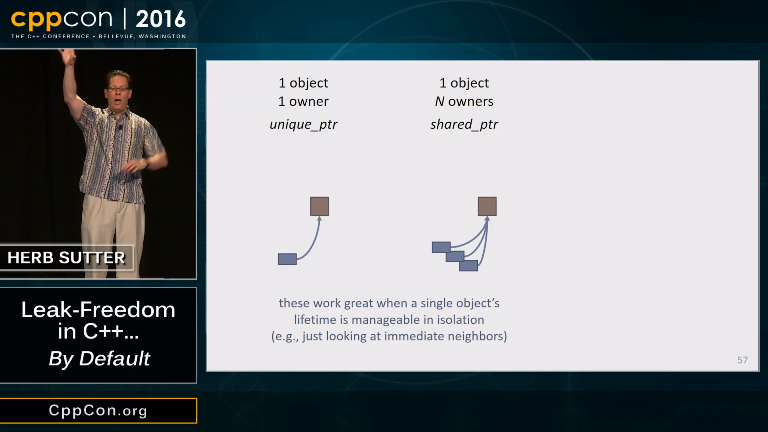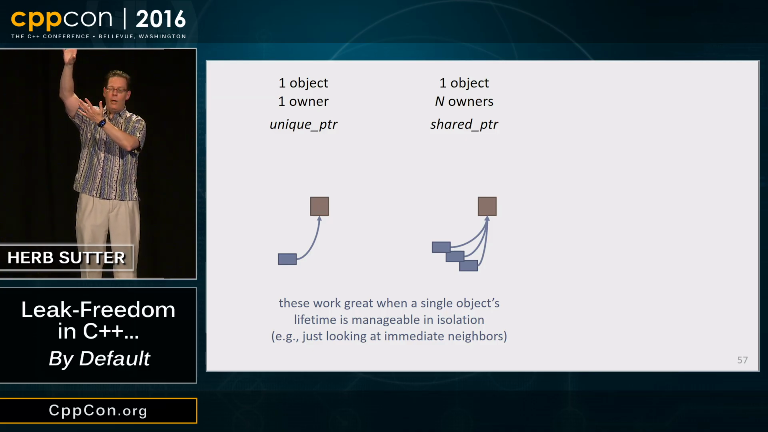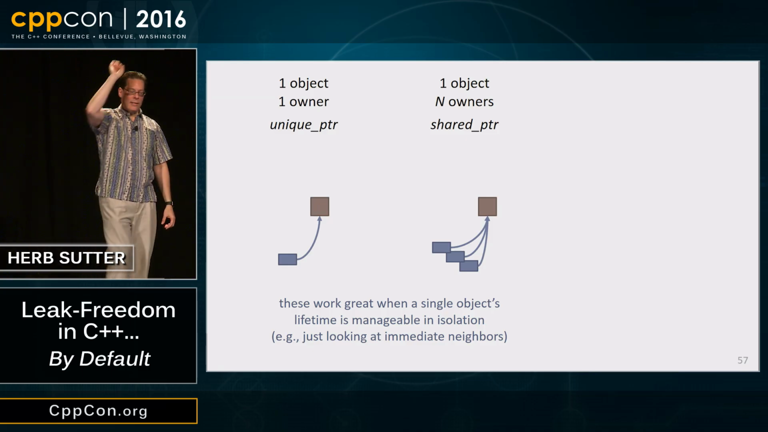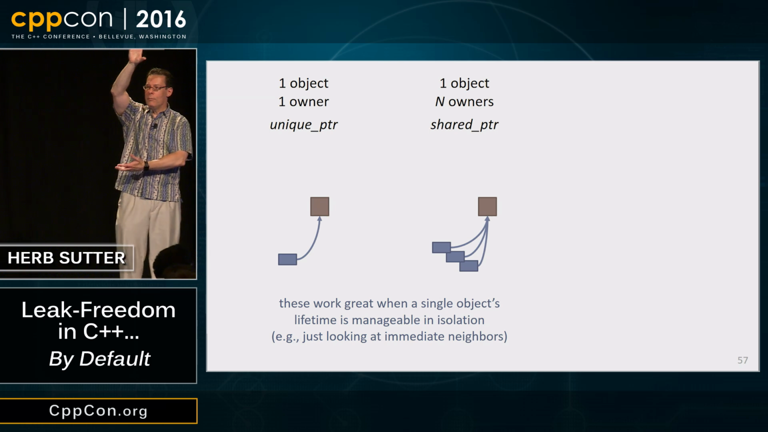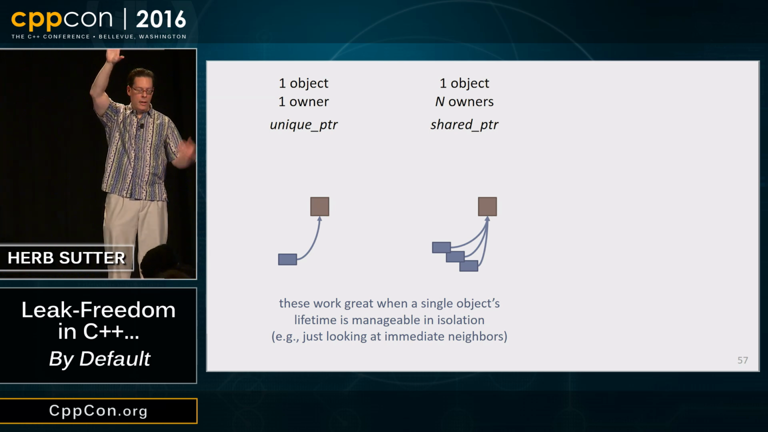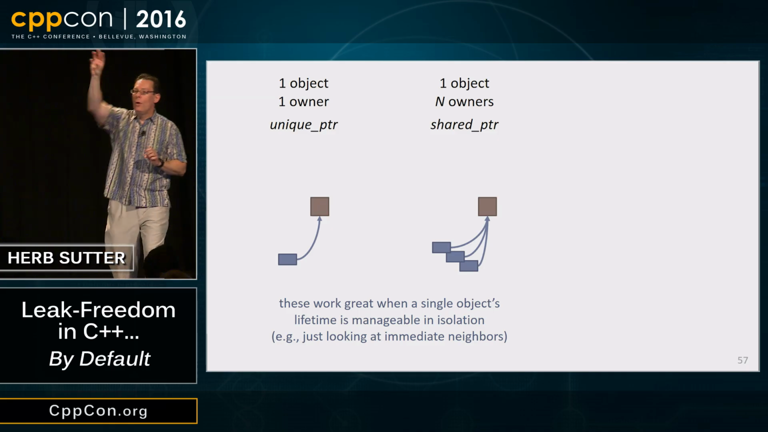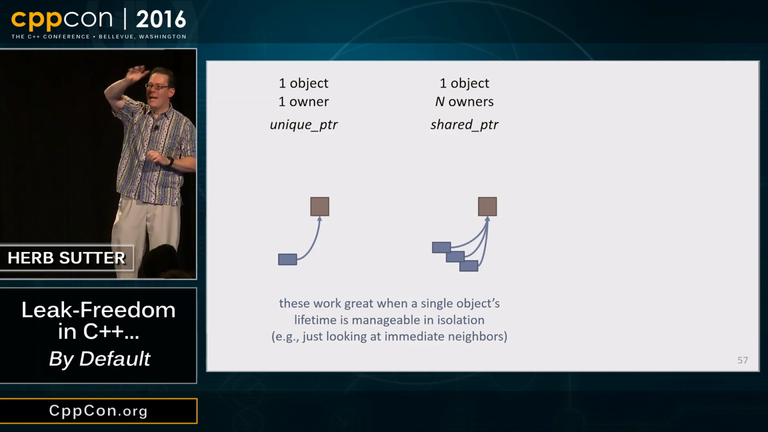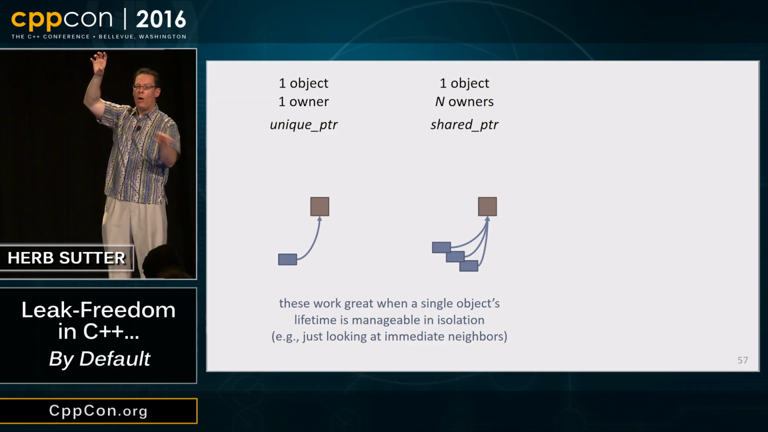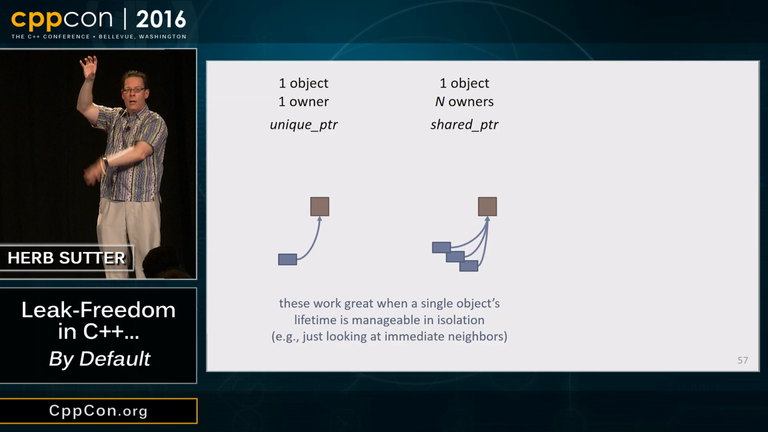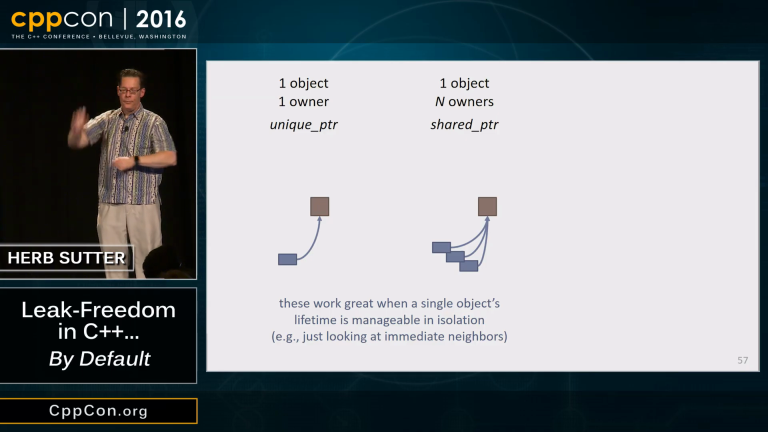When we have a single object with a single owner, we have unique pointer. When we have a single object with n owners, 1 to n, we have shared pointer. These work great when there's one object whose lifetime is determined in isolation. It doesn't depend upon other objects. It depends only on the things that directly point to it.